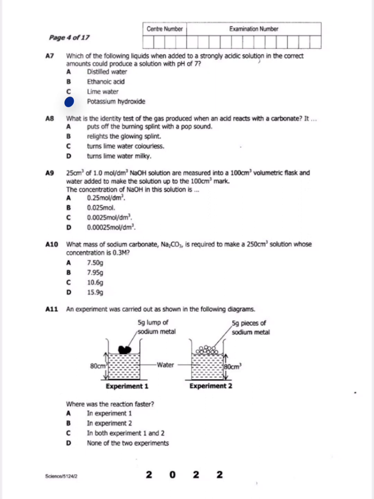So we are going to find that if we bubble carbon dioxide in lime water, the lime water is going to change cloudy. Okay, so the answer here is D, which is saying turns lime water cloudy.